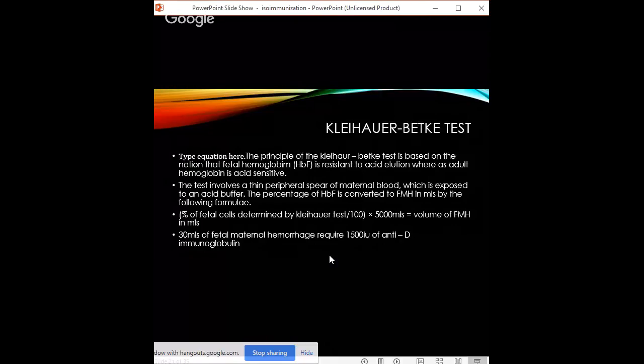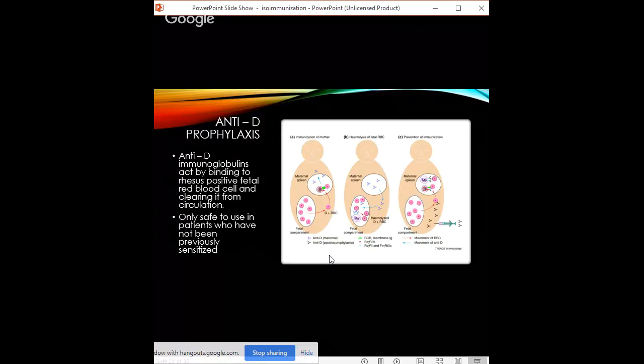In the next slide, we're going to speak about how anti-D immunoglobulins act. When you give an anti-D immunoglobulin, it acts by binding to the Rhesus positive fetal red blood cells and clearing them from circulation. And like we said previously, it's only safe to use in patients who have not been previously sensitized. This is what they hypothesize as how it acts, but from reading, they say that they do not fully understand the mechanism of action.